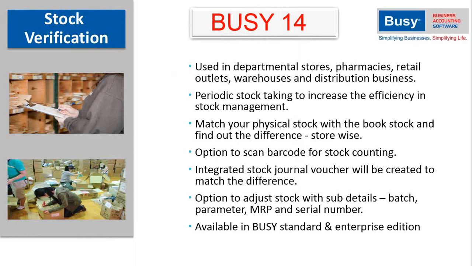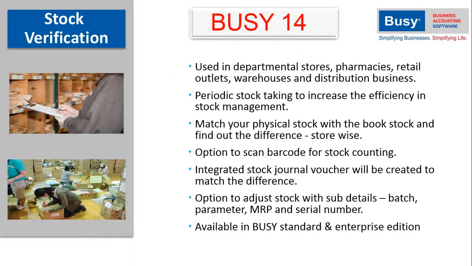And to increase the efficiency, we have the option to scan the barcode and do the stock counting. It's a very powerful thing. And when we come to the Busy implementation, a stock journal voucher will be created. In the transaction menu, there is a physical stock verification voucher. That voucher is integrated with the stock journal voucher. In stock journal, we have item generated and item consumed. So any kind of adjustment, plus or minus, will be taken care of using the stock journal voucher.